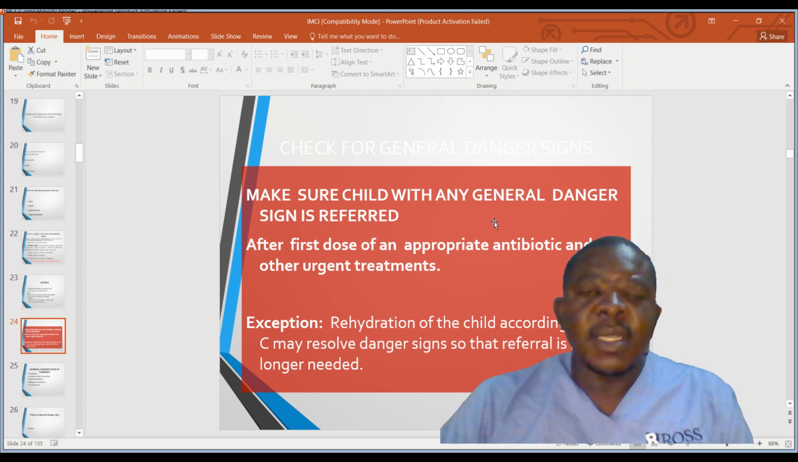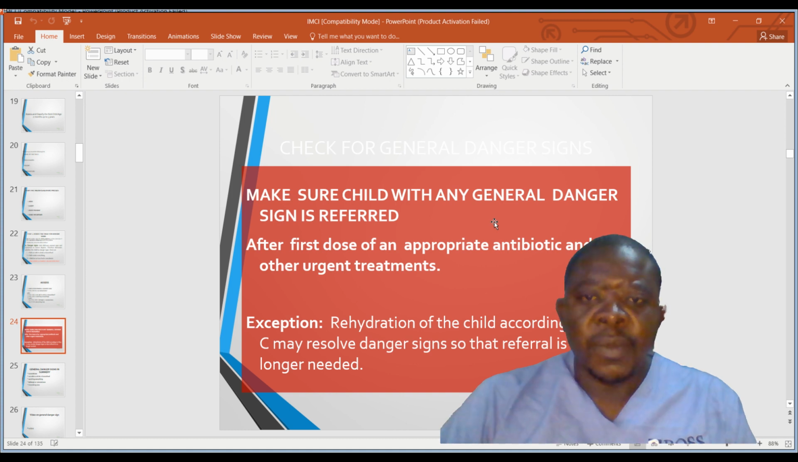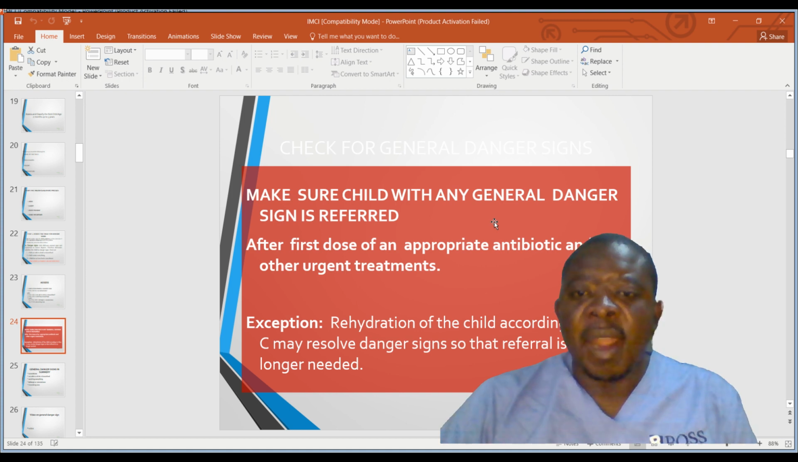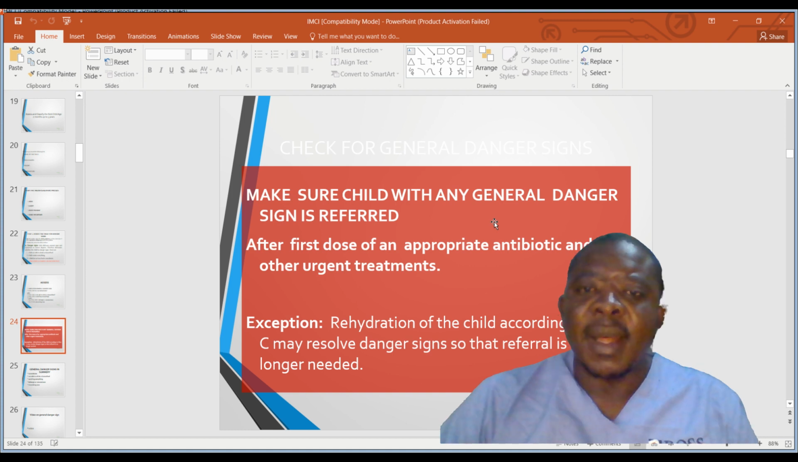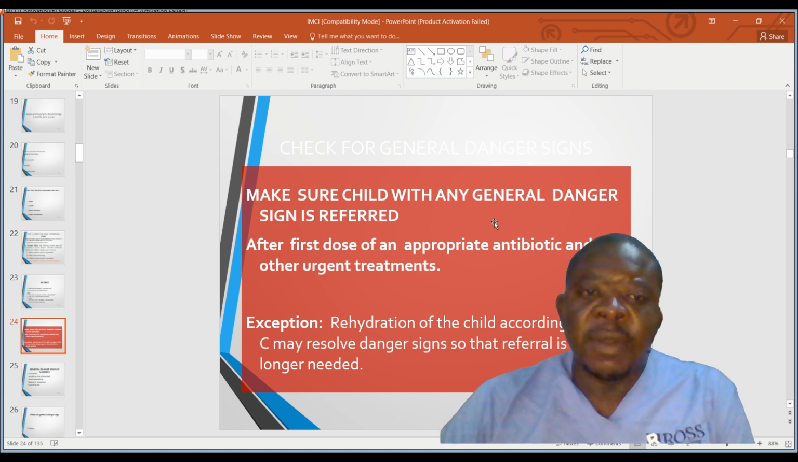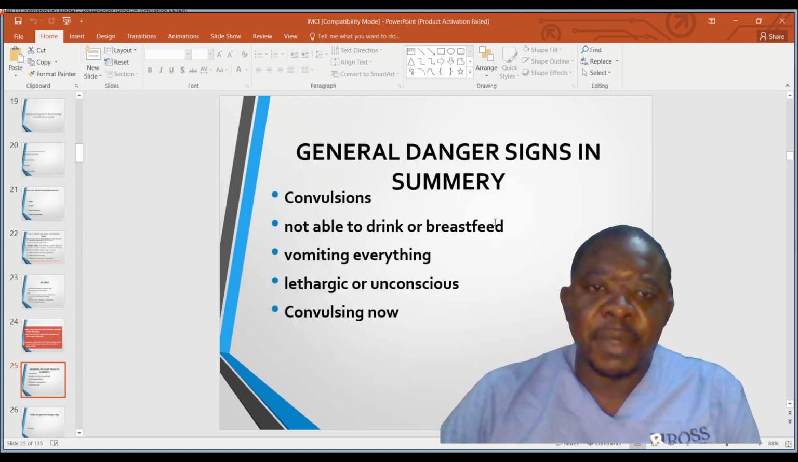There is an exception though. Rehydration of the child according to Plan C may resolve the danger sign for a child who is having diarrhea or severe vomiting and has severe dehydration. So referral may no longer be needed.